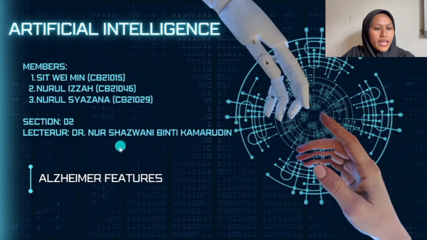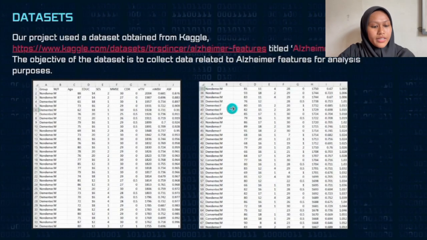The dataset that our group collected is about Alzheimer features. We obtained this dataset from Kaggle, so here is the link. The objective of the dataset is to collect data related to Alzheimer features for analysis purposes. Here are some examples of our dataset. As we can see, this dataset is grouped by non-demented and demented.